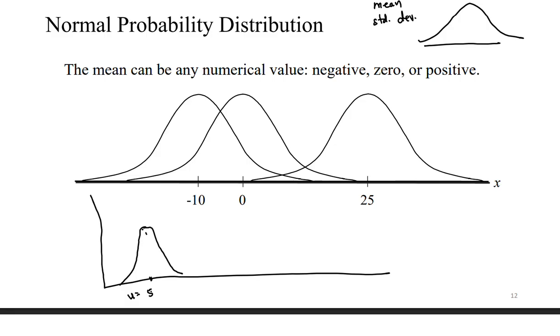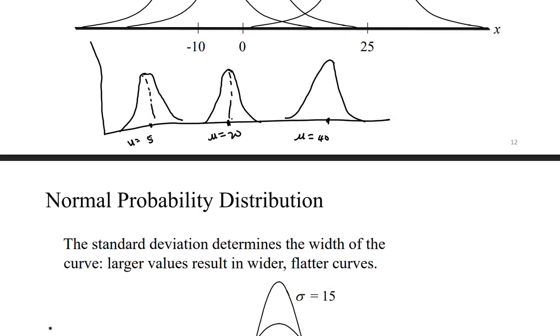That's where we see the center of the curve. If the mean increases and the mean is, say, maybe 20, that means the curve moves to the right of the x-axis, and the mean now is increased to 20. If the mean is, say, 40, that is where the center is, and that tells us that the curve has moved to the right. So the mean tells us the position of the curve.